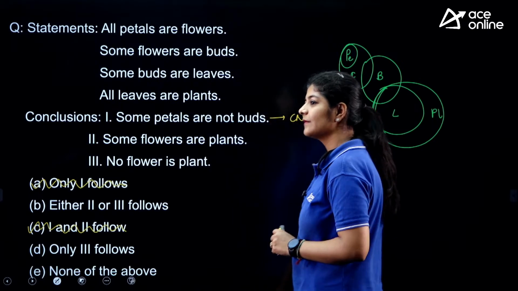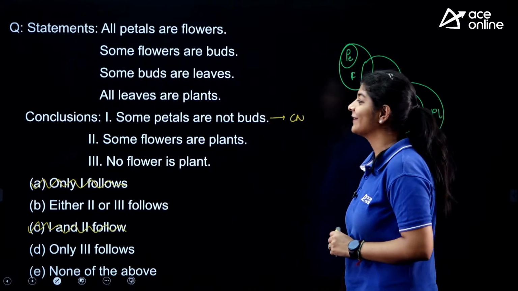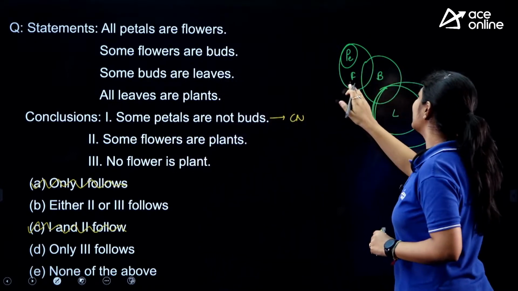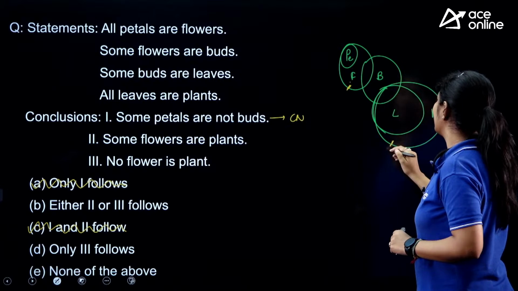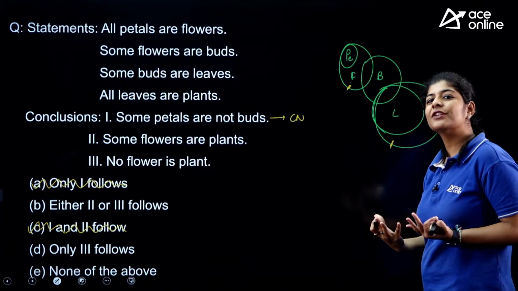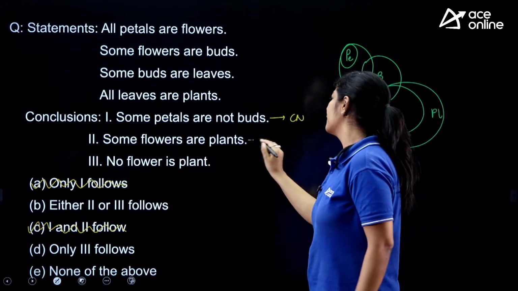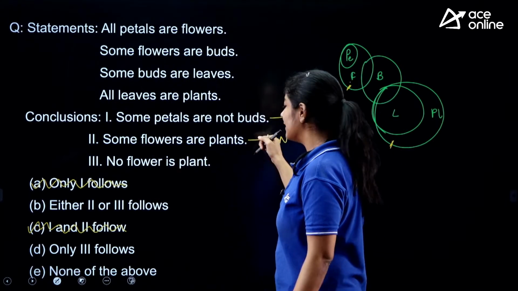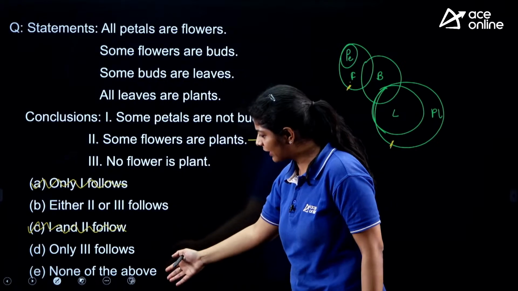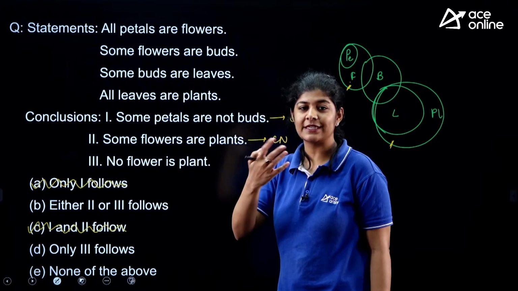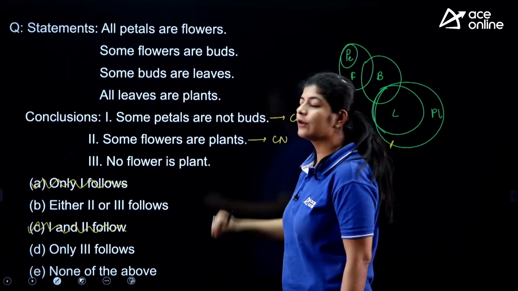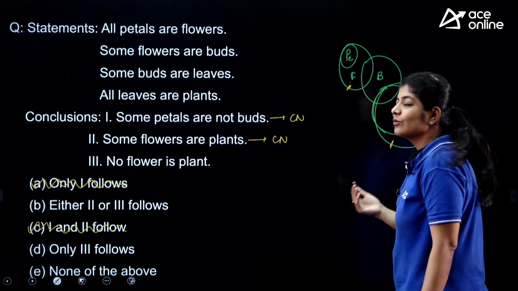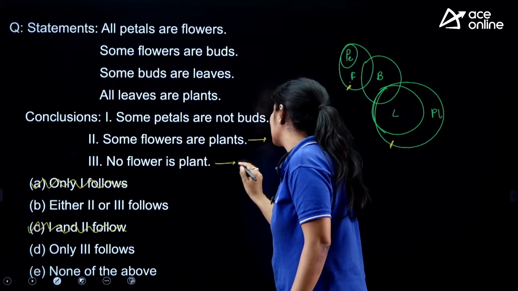Next. Very good, Ragla, now you are correct. Second, some flowers are plants. Here we have flowers and here we have plants. Do we have any relation between these two? No, can't say. Third, no flower is a plant. Again, there is no such relation, so we can't say anything.